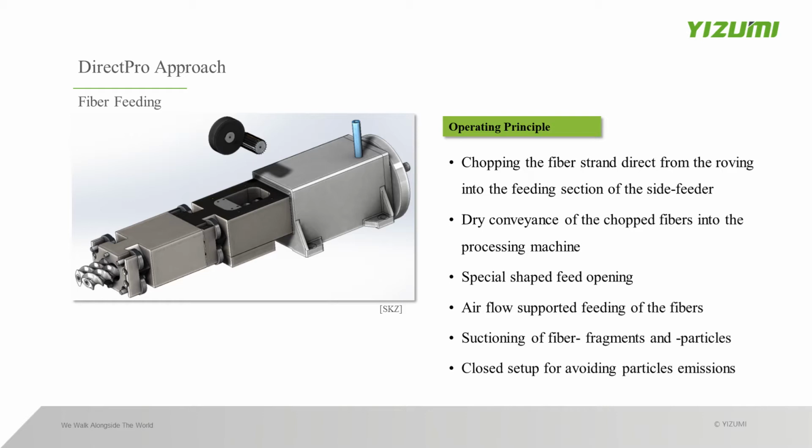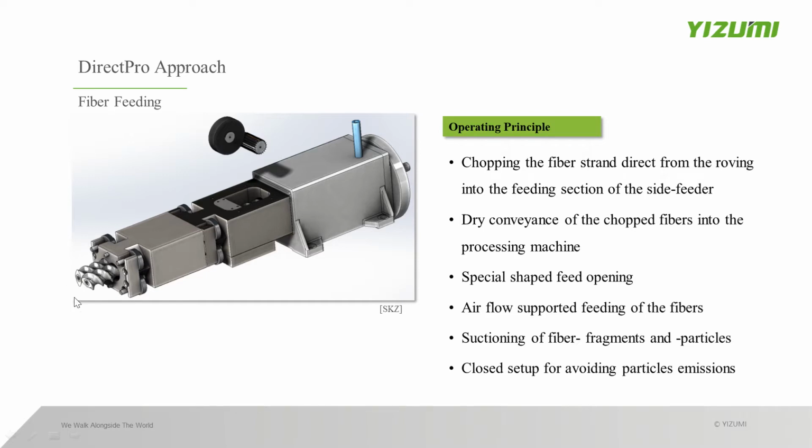Here you can see a graph of our DIM system. Maybe you can see my mouse. Here is the chopper to cut the fiber roving. Here is the side feeder to feed the fiber. As you can see, the first step is we chop the fiber straight from the roving into the feed section of the side feeder. The roving and cutter drop the fiber into the feeding section, and it is conveyed dry into the process machine. Process machine here means the injection molding machine.